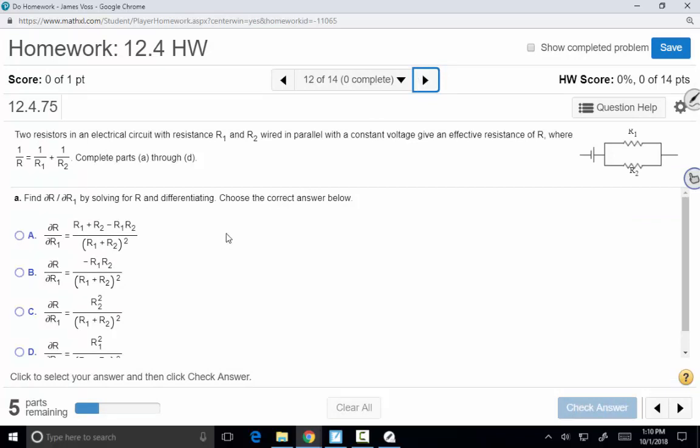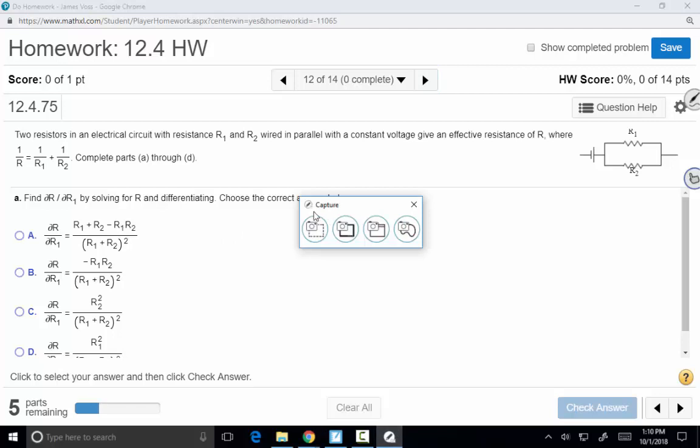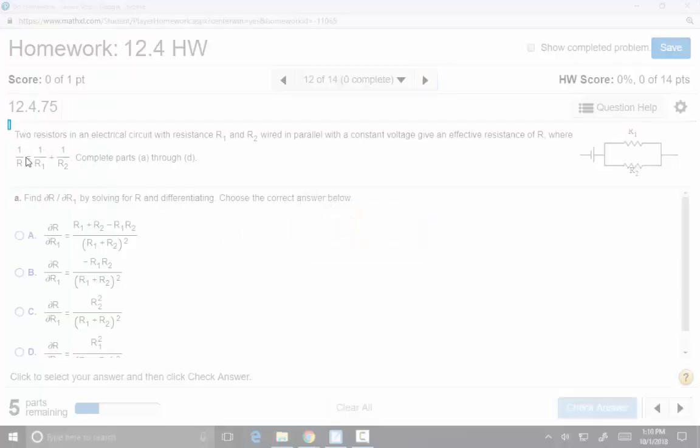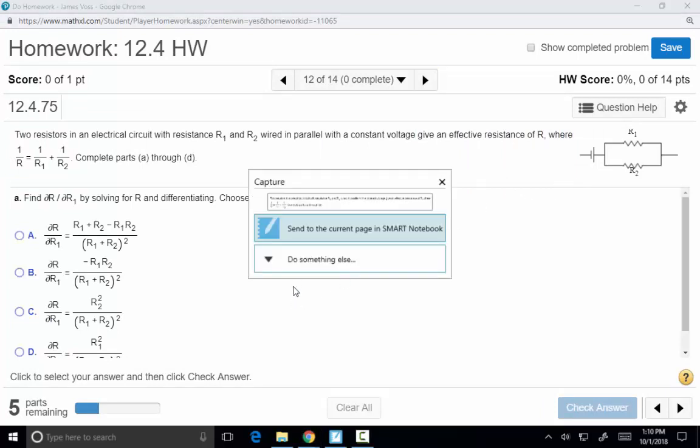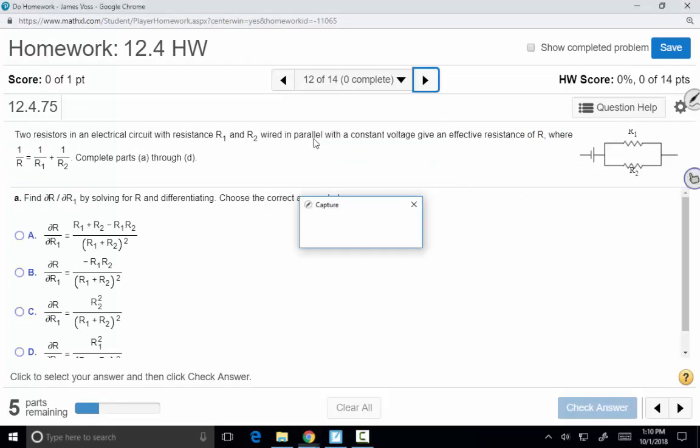Okay, so here we have some crazy looking stuff. We want to take the partials. We have two resistors in an electrical circuit, R1 and R2, wired in parallel. And we want to find the partial of R with respect to R1 by solving for R and differentiating. So let's see if we can do that.